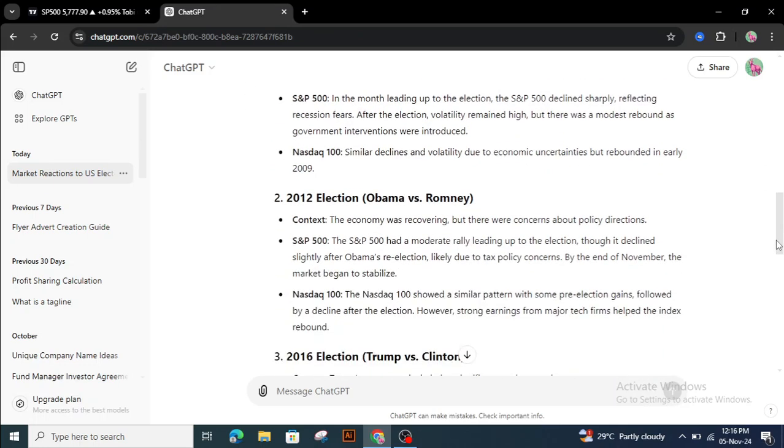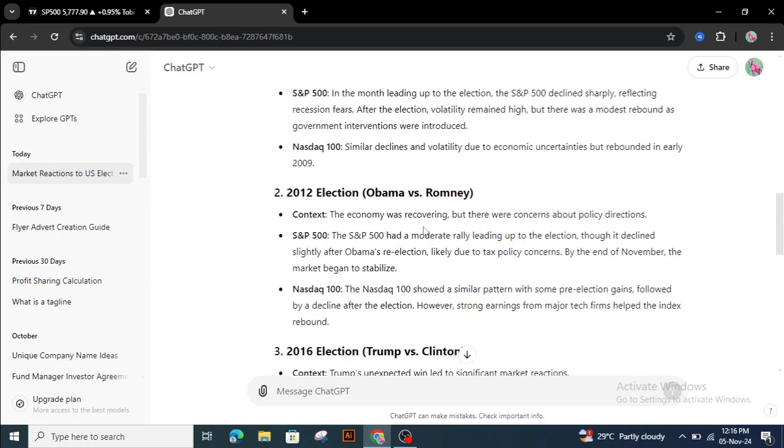So 2012, okay, Obama again against Romney. They said the S&P 500 had a moderate rally leading up to the election, though it declined slightly after Obama's re-election, likely due to tax policy and all that. By the end of November, the market began to stabilize. The Nasdaq shows a similar pattern.